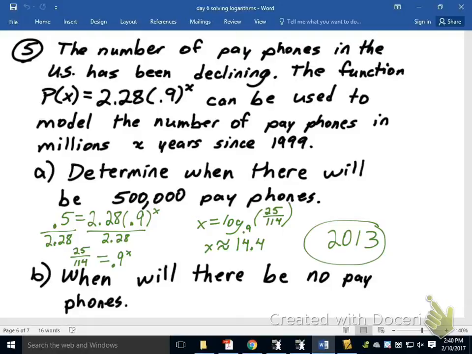For part B, when will there be no payphones? That will actually never happen. If you actually do the same process of solving when you put a 0 right here, you'd have the logarithm base 0.9 of 0. And your calculator will say error because it will never get to 0 because of the asymptote. So it's never going to happen.